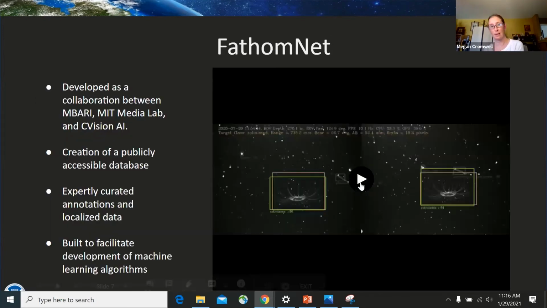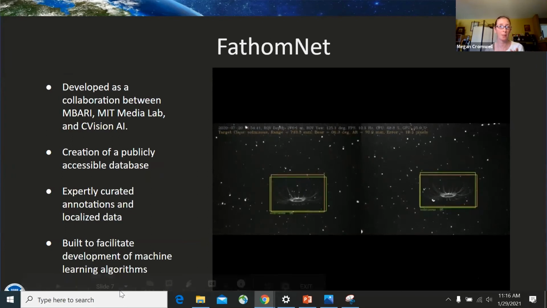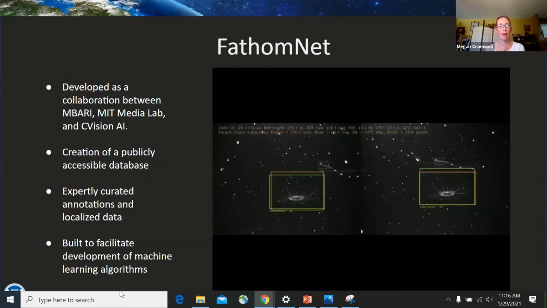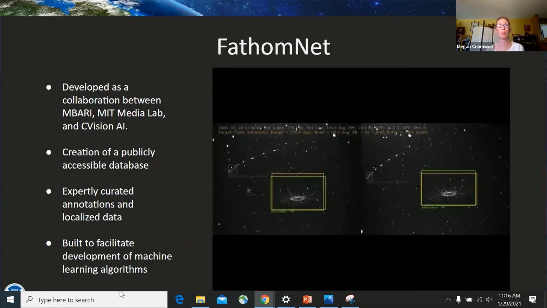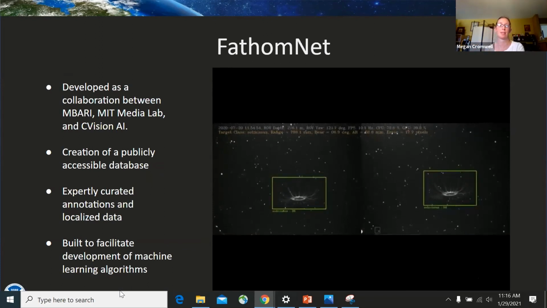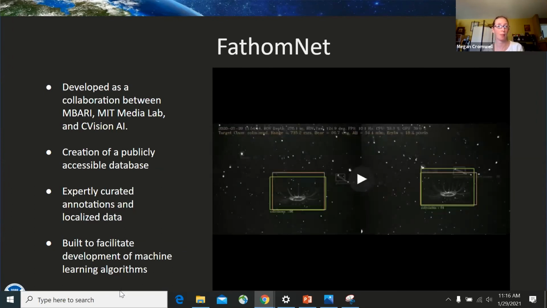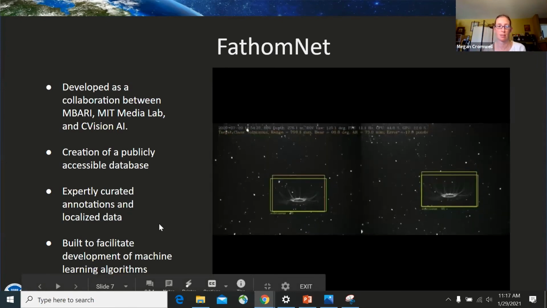FathomNet is a project that was developed initially in collaboration with MBARI and MIT Media Lab along with CVision AI. It's launching this year, and it's a publicly accessible database that people can run scripts on to start training these machine algorithms that can then develop these annotations. They're using expertly curated annotations. I think it's mostly MBARI right now, but we're planning to put the Okeanos data in it. For anybody interested, this particular video showed that they've already been able to train the AI to follow the jellyfish, even when other organisms come into the screen. So a lot of work has already gone into this.